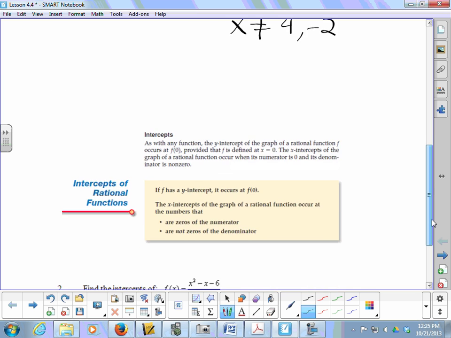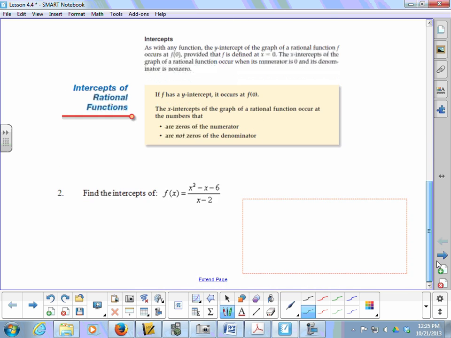The intercepts of a rational function. Okay. The x-intercepts are the zeros of the numerator. And the y-intercept is when... how do we find the y-intercept? When x is equal to 0, right?